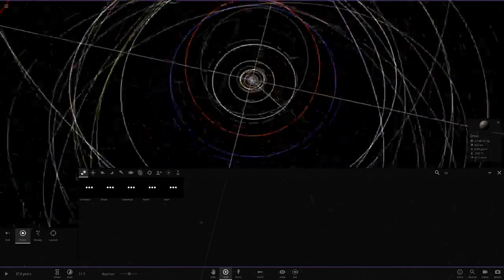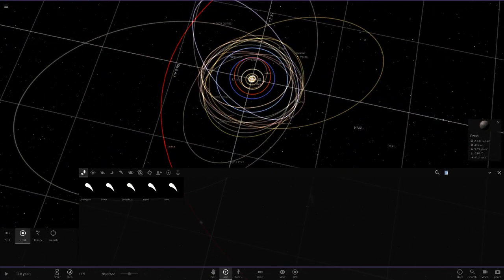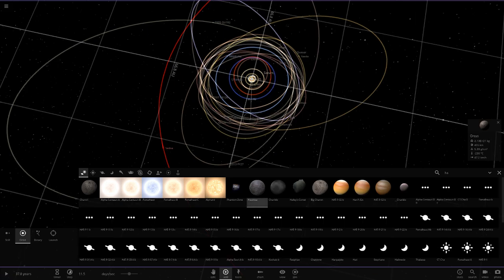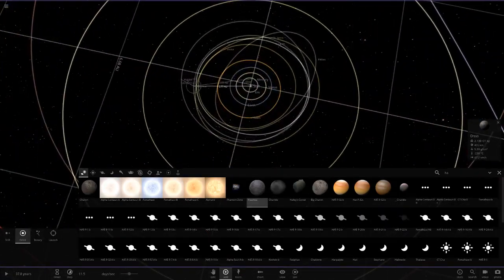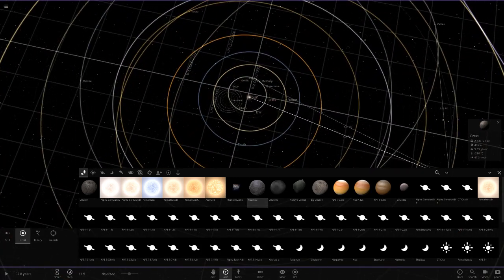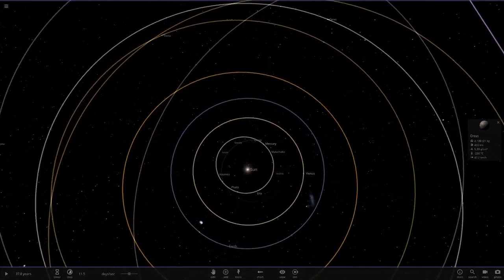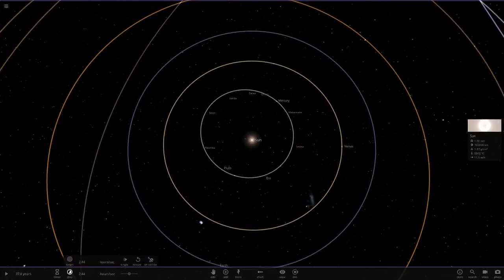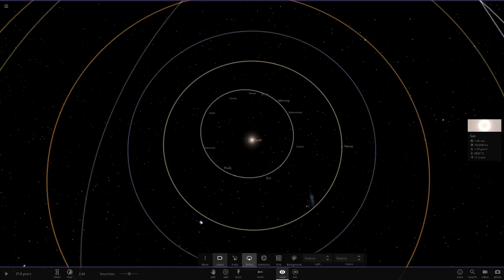Then one more. Let's do Haumea, because I've used that before. So let's get Haumea in, and let's plonk you right there. So there we go. Now we've got most of the known dwarf planets in the orbit of Mercury. We're going to go ahead and hit play and see what happens. Remember, Mercury is still there, so this could get interesting.